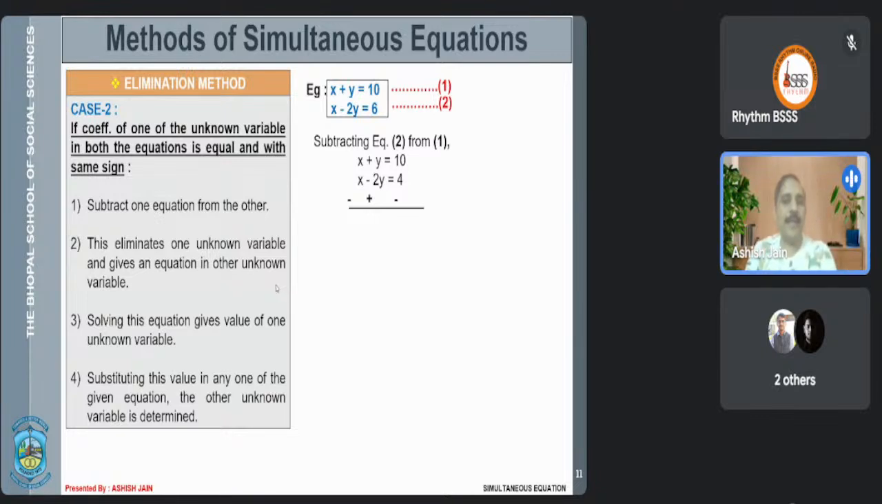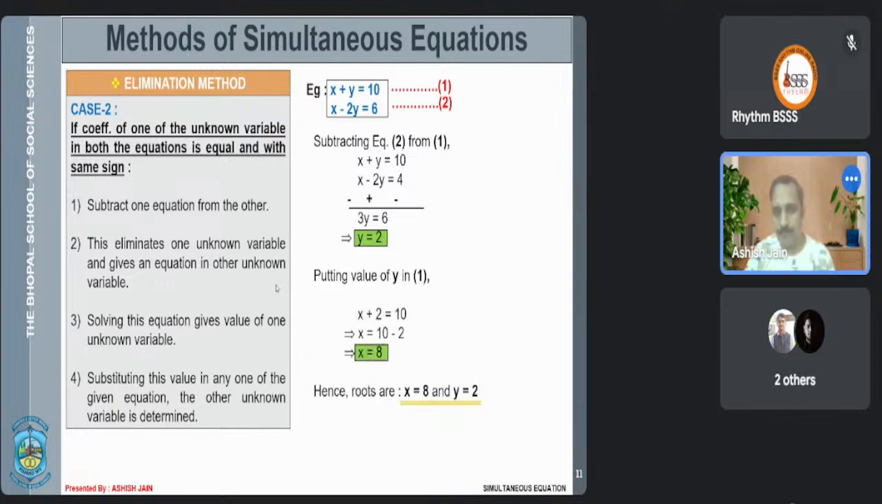तो क्या हो जाएगा? x minus x, x cancel हो गया. You have plus y plus 2y. The answer is plus 10 minus 4. The answer is 6. If you solve it, you will get the value of y as 2. Here we get the value of y as 2. We put this value in the equation, we will get the value of x. So we have the roots as x equal to 8 and y is equal to 2.